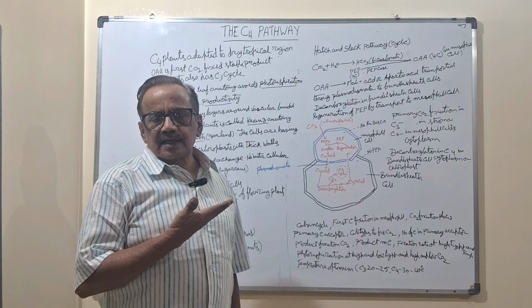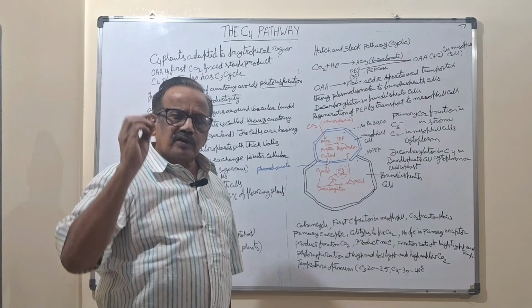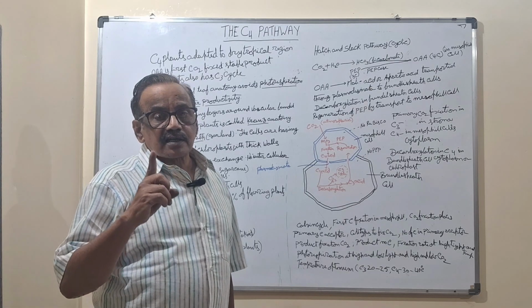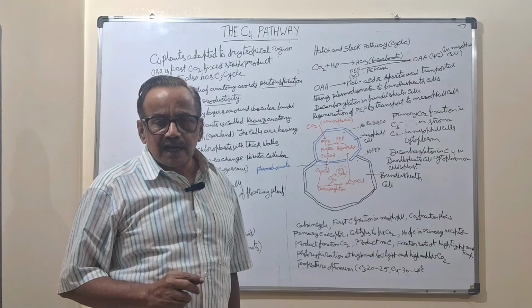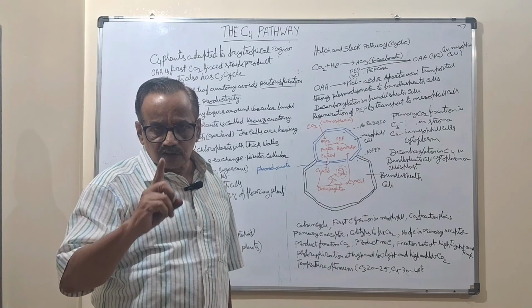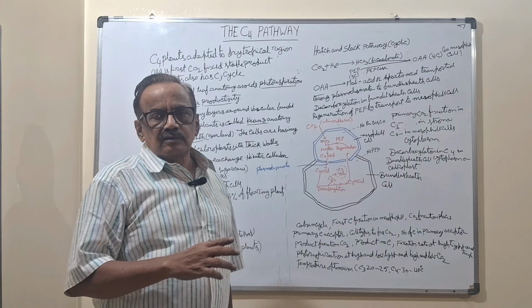C4 plants, for fixation, for the formation of one glucose molecule, will take 12 ATP more.